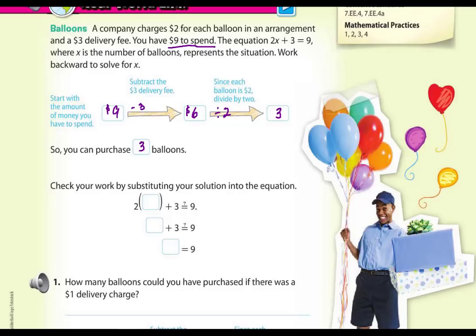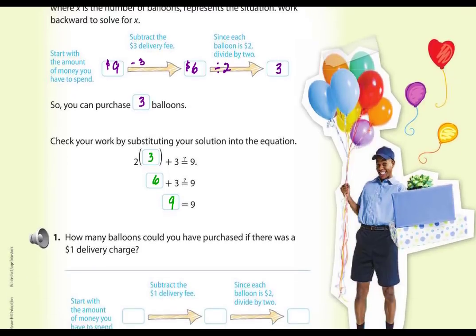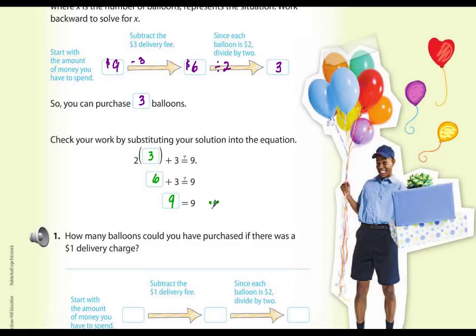Okay, now that I know I'm going to have 3 balloons, let's check our work and see whether 3 balloons is a correct answer. If I spend $2 on 3 balloons, that's $6. Plus I pay my $3 delivery fee, that's $9. Yes, 3 balloons is my correct answer. I can feel confident about that.